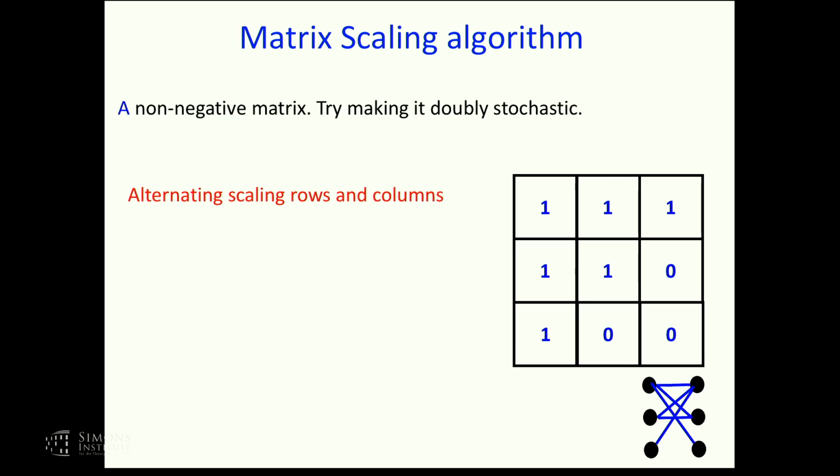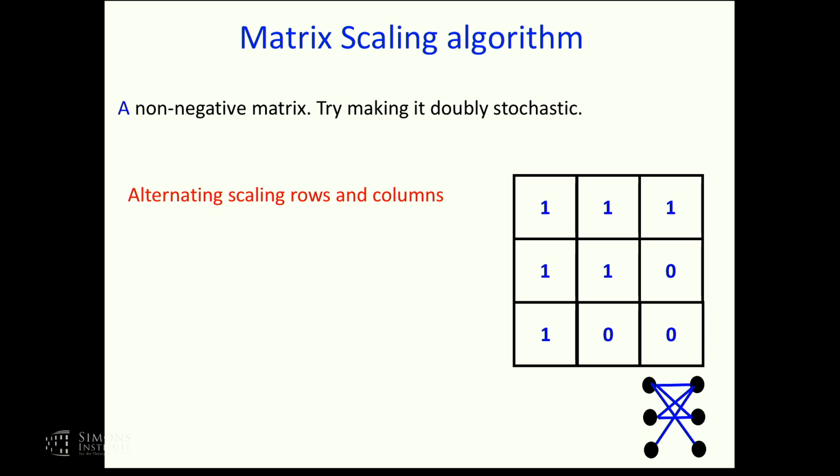So what's the problem? It's a matrix scaling problem. So you have a non-negative matrix, like this one, which happens to be the adjacency matrix of some graph. And you want to make this matrix doubly stochastic. So you want to make row sums 1 and column sums 1. Okay? And what are you allowed to do? Well, you are allowed to multiply rows and columns by constants. That's what you're allowed to do.